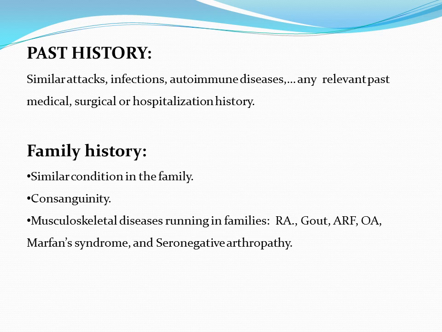After taking the personal history, the complaint, and the present history from the patient, we should take the past history and family history. In past history, we ask about similar attacks, infection, any autoimmune disease, or any relevant past medical condition or surgical condition or hospitalization. In family history, we ask about similar conditions in the family, if there is consanguinity, and if there are musculoskeletal diseases running in the family, such as rheumatoid arthritis, gout, or osteoarthritis.